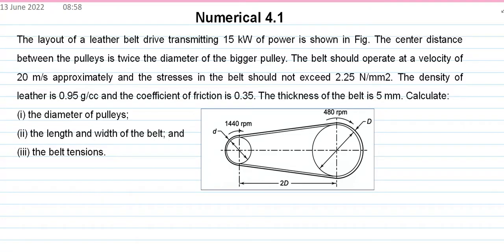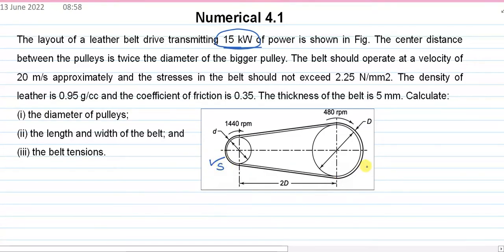Hello everyone. Today we will solve one numerical on the basis of designing of a belt system. We have been given a problem statement in which the belt system is supposed to transmit a power of 15 kilowatt. The center to center distance between the two pulleys, this one is a smaller pulley while this one is a larger or bigger pulley, and this is the center to center distance 2d between the bigger pulley and the smaller pulley.